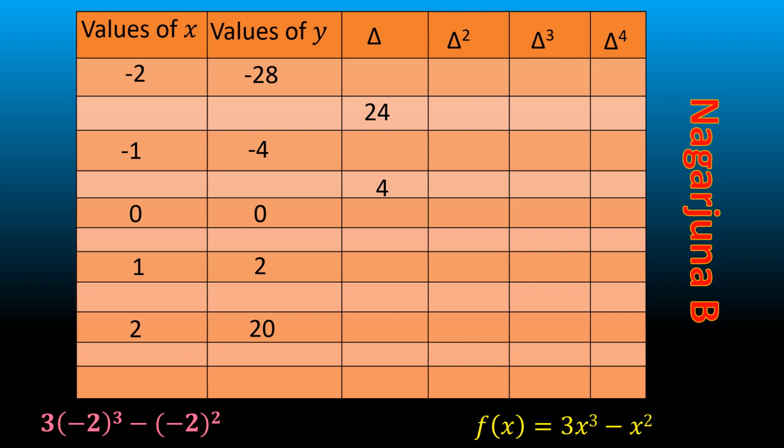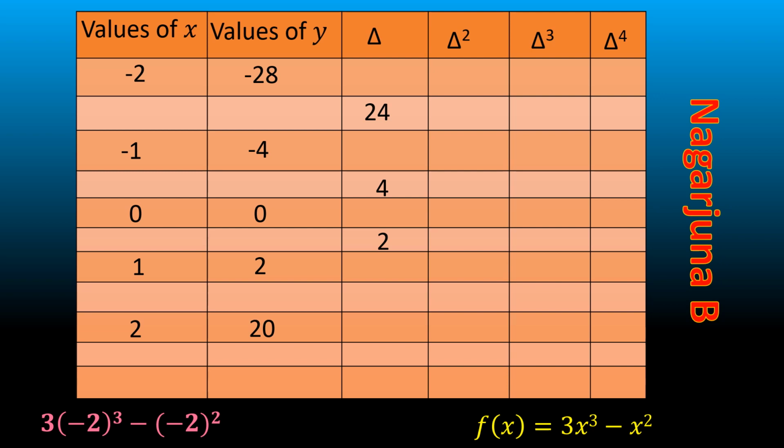The next delta value, 2 minus 0, is 2. And observe where the delta values have been written. It should be written in between the values of y, which we have considered for the purpose of calculating delta, in the delta column. That is the first difference column.